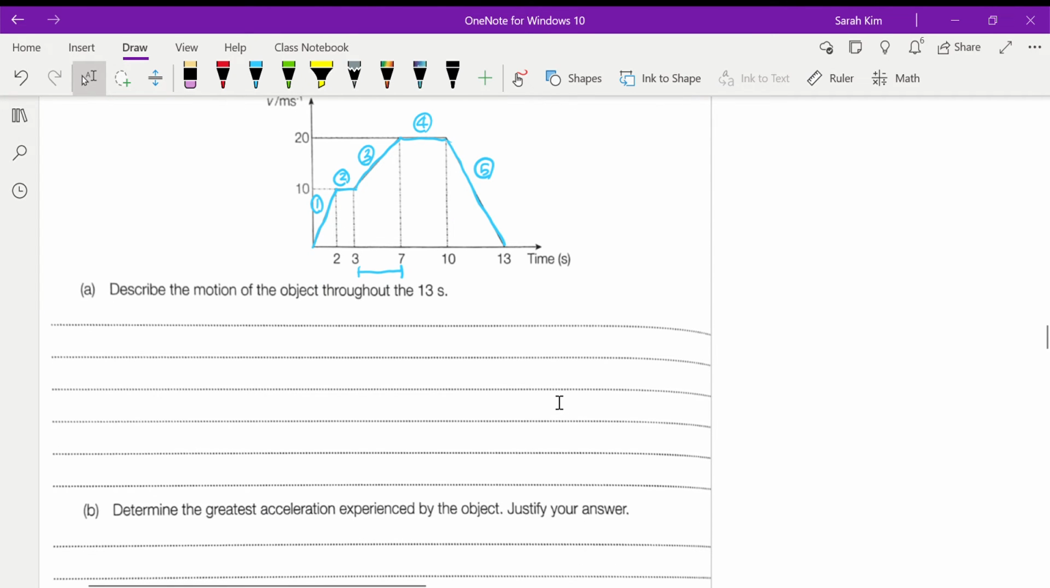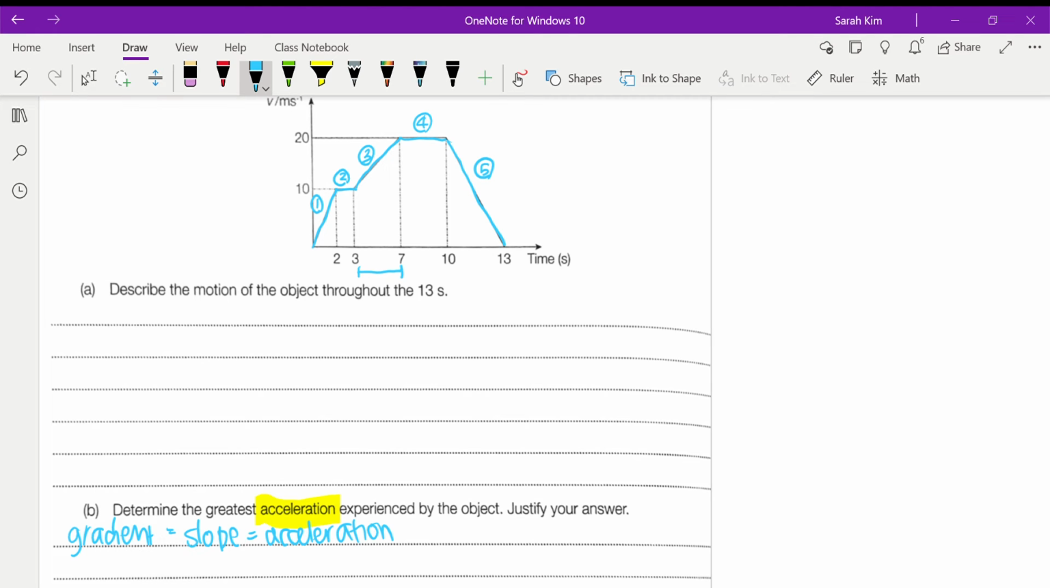Alright, B, determine the greatest acceleration experienced by the object and justify your answer. So basically, for part B, you need to figure out the acceleration, which you do by looking at the gradient, the slope. Remember, the gradient, or the slope, is going to give you an acceleration on a speed versus time graph, or a velocity versus time graph. So let's have a look.